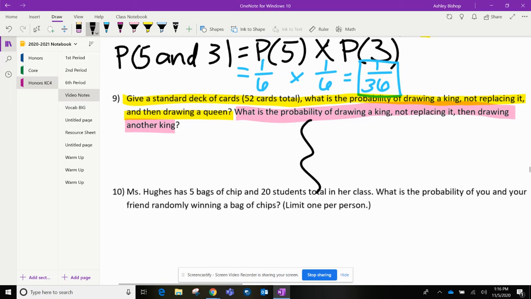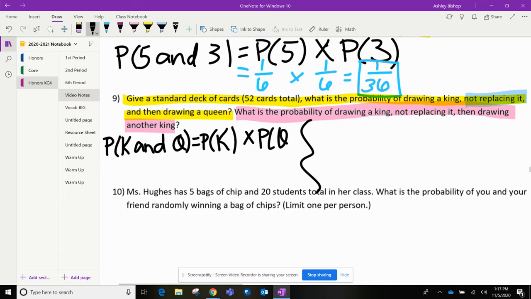Given a standard deck of cards, what is the probability of drawing a king, not replacing it, and then drawing a queen? This is important, that we're not replacing it. So let's just set it up. If you're not sure where to start, just set up the equation. The probability of drawing a king and a queen, no matter if it's independent or dependent, I still set up my equation the same. I multiply the probability that I get a king by the probability that I get a queen.